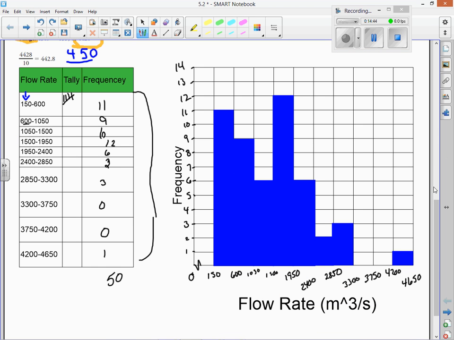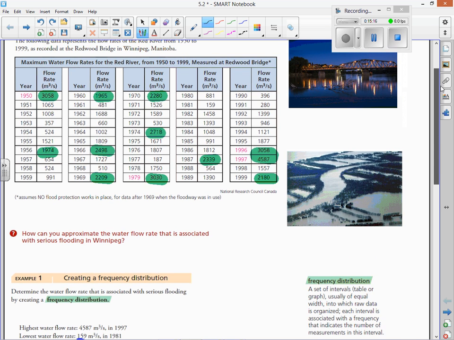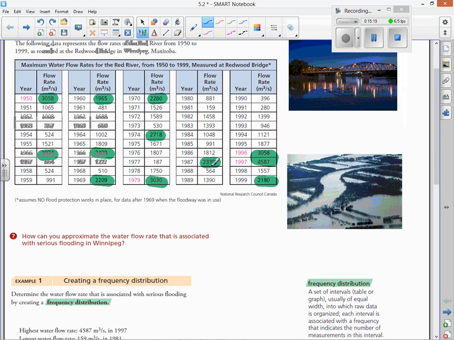All right, now that we have the histogram completed, we look back and we see here that there are 12 years in which flow rates were bigger than 1950. So here, and there are 12 years in total. Now, the prediction on that then is if the flow rate is bigger than 1950, then you would have a flood that year. And if you look back to the data, each of these years here were in fact flood years.